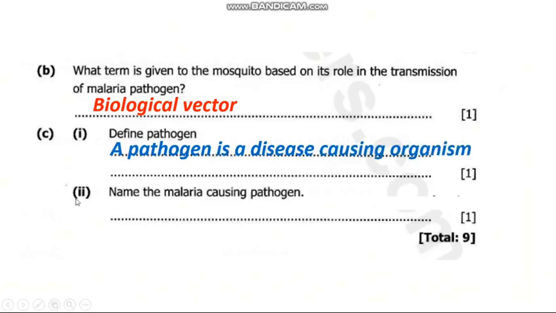So we now come to our last question, which is our question C2. Name the malaria causing pathogen. So this one I've already talked about it. The malaria causing pathogen is what we call a Plasmodium. So here the answer is a Plasmodium. Okay, so we are done answering this question. This is how easy it was.